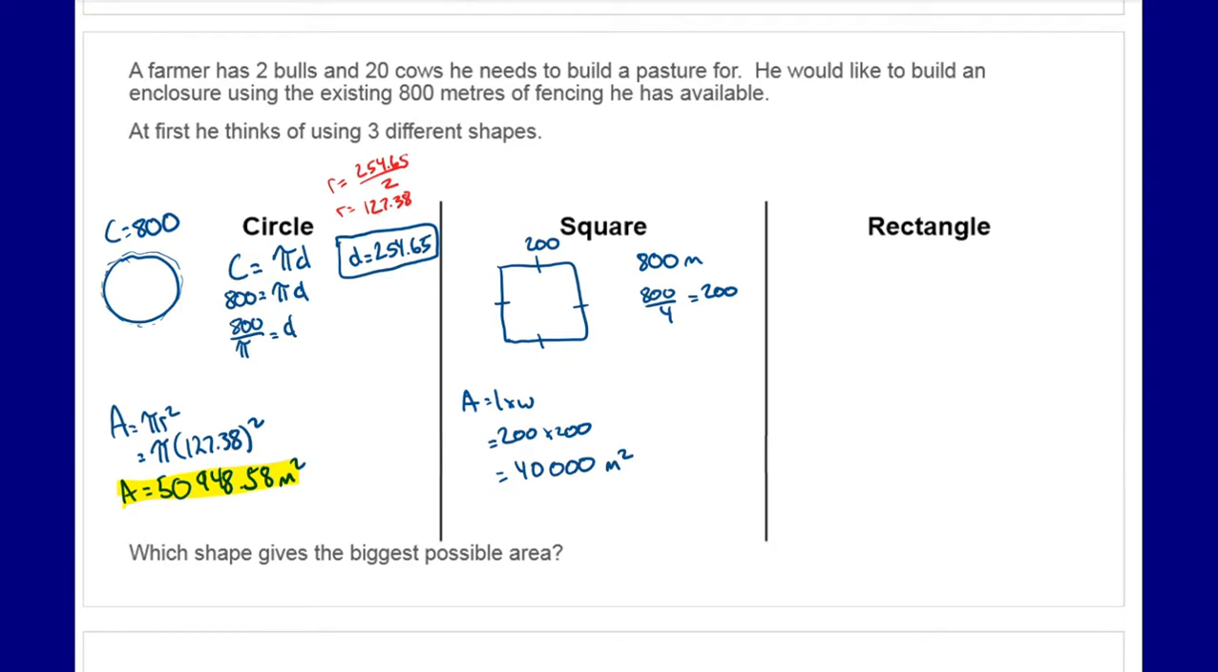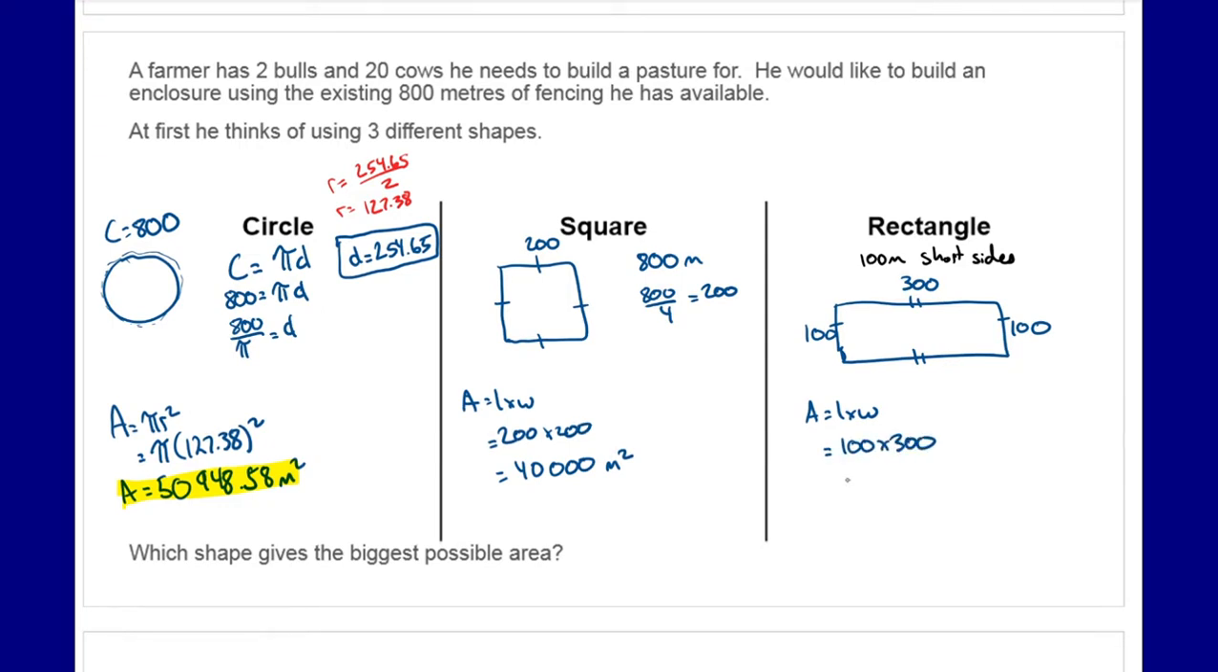If we had a rectangle, of course there are a lot of rectangles that we could use. Let's make it a little bit specific and say 100 meter short sides. So if I look at my rectangle, these short sides are 100 meters. That means the top and the bottom, the long sides, need to be 300. Again, area equals length times width, because we want to figure out what area we would get. 100 times 300 equals 30,000.